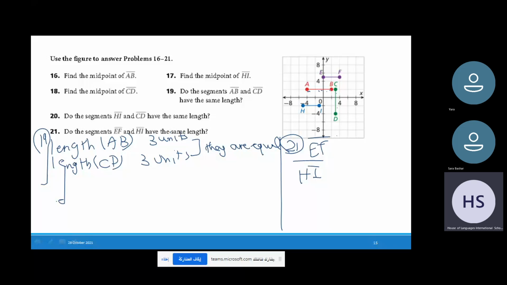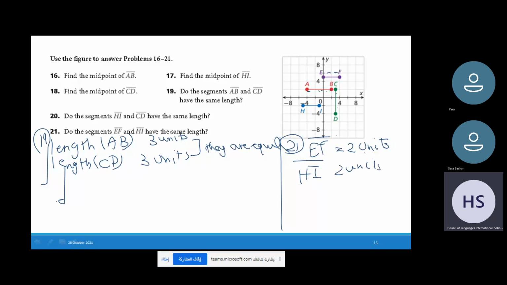Now from E to F, how many units? Let's see, E to F, they are 1, 2. So we have it as 2 units. That's 7. Now, HI. They are 2 units.